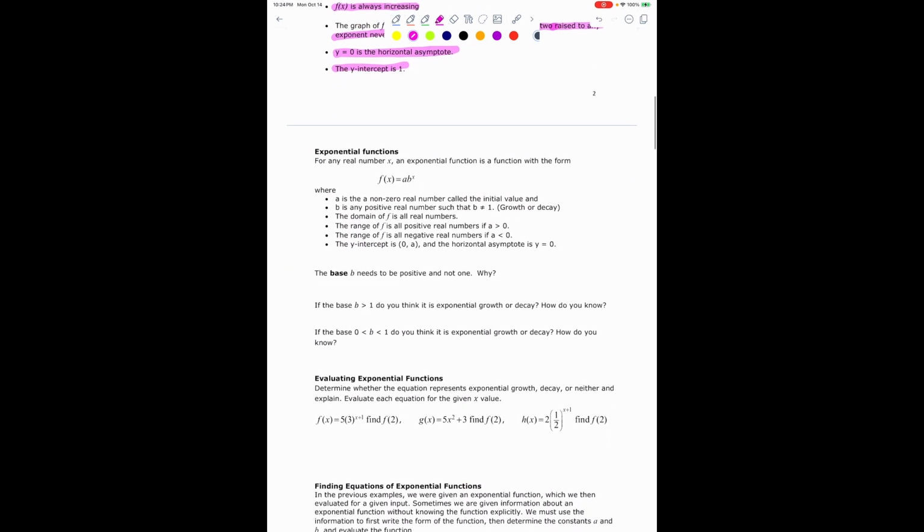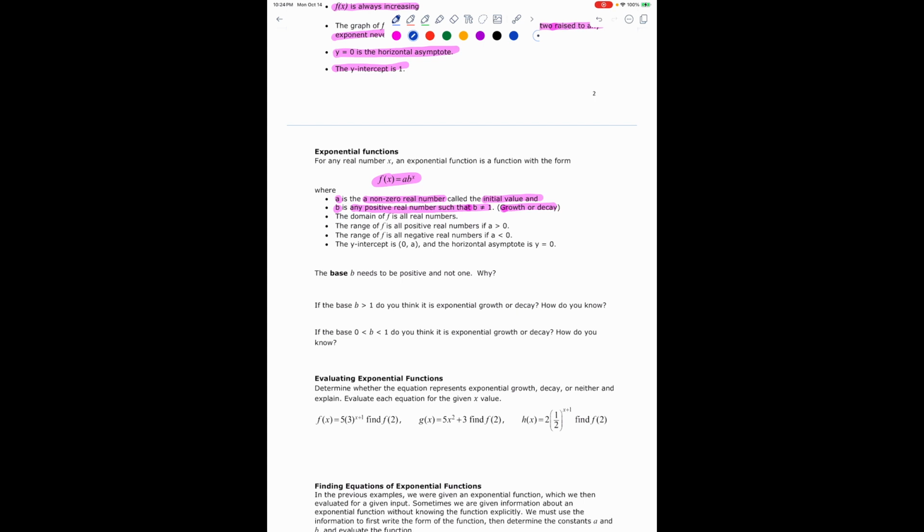Now, if we study exponential functions in general, we can define exponential functions as follows. For any real number x, an exponential function is a function with the form f of x equals a times b to the x power, such that a is a non-zero real number called the initial value. B is any positive real number such that b cannot be equal to 1. And this can represent growth or decay. We will learn when it's going to be growth and when it's going to be decay.